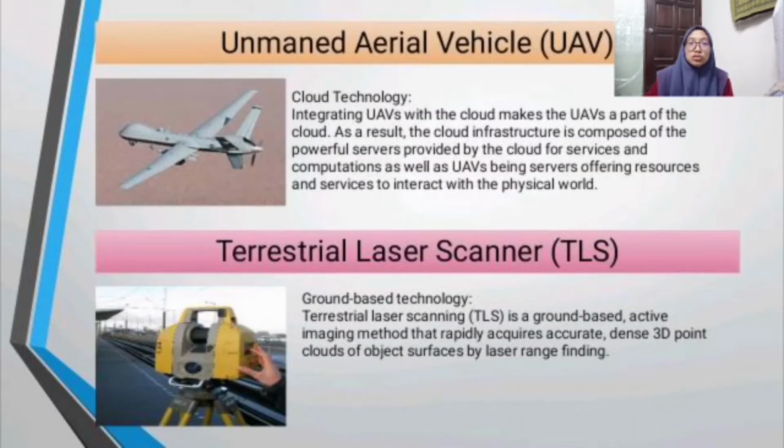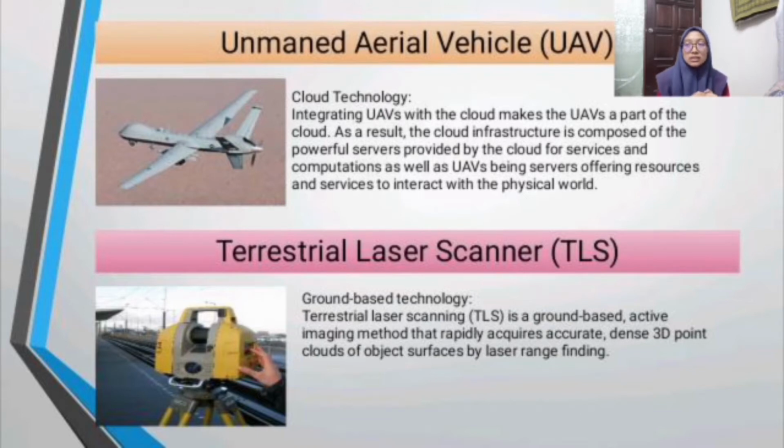So we will take a look at these technologies, which are cloud technology and ground-based technology. Cloud technology is the unmanned aerial vehicle or UAV. Integrating UAV with the cloud makes the UAV a part of the cloud. As a result, the cloud infrastructure is composed of the powerful servers provided by the cloud for service and computation, as well as UAV being served, offering resource and service to interact with the physical world.